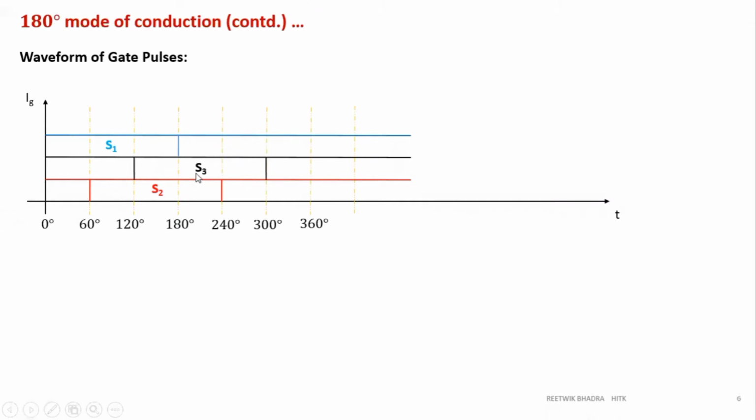If this is S3, I told you next switch will be S6, difference of 3. So S3 and S6 will be drawn in this black band only. S2 should be drawn in this red band. S2 and S5 should be drawn in the red band only.